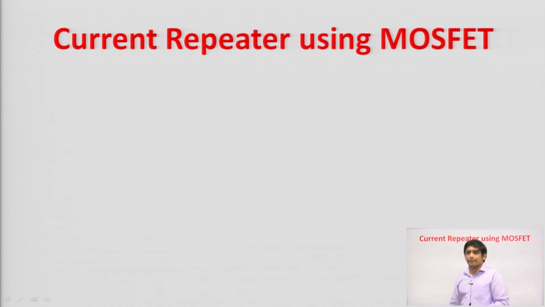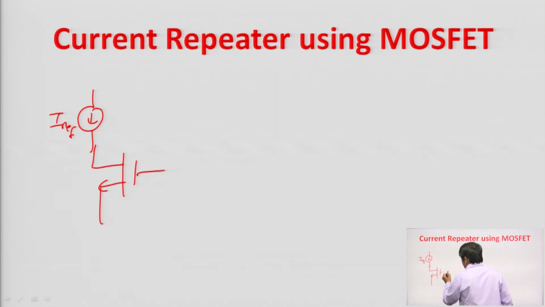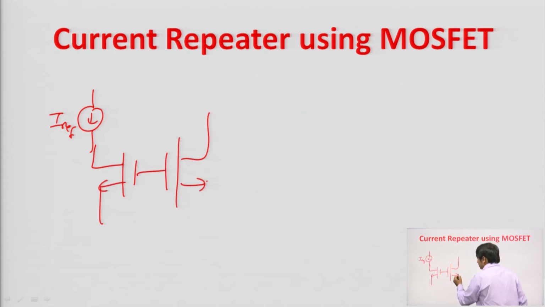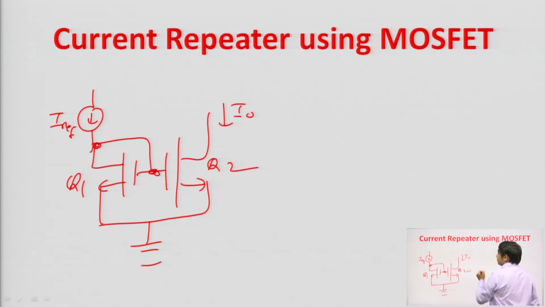Next one is the current repeater using MOSFET. See, I have already discussed the current repeater using BJT. Similarly, we can design the circuit for a current repeater using MOSFET. This is your input current I reference, and here two MOSFETs we have connected. The gate and source of these Q1 and Q2 transistors are at the same potential, and this Q1 is diode connected. This is your output current I naught.